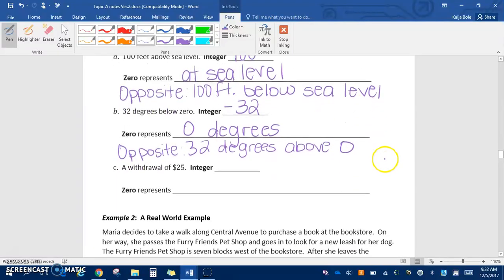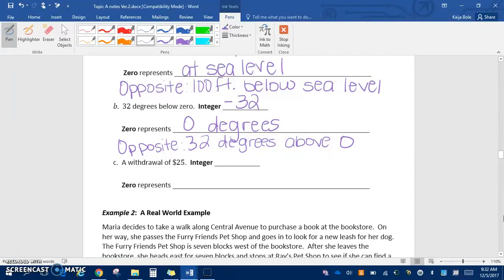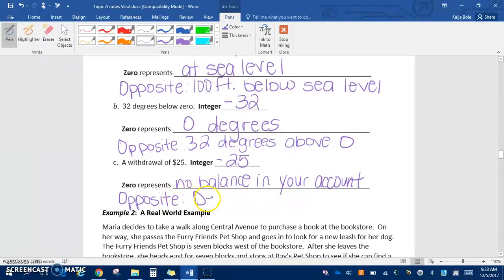Right? And then part C here says a withdrawal of $25. So remember, if you withdraw money from your bank account, you're taking it away. So the integer would be negative 25. And here 0 would represent no balance in your account, which basically means no money. Right? And the opposite of a withdrawal of $25 would be a deposit of $25. So that's going back to those terms that we talked about yesterday for positives and negatives.